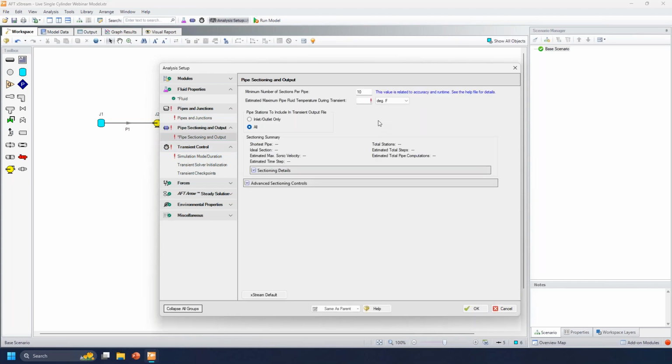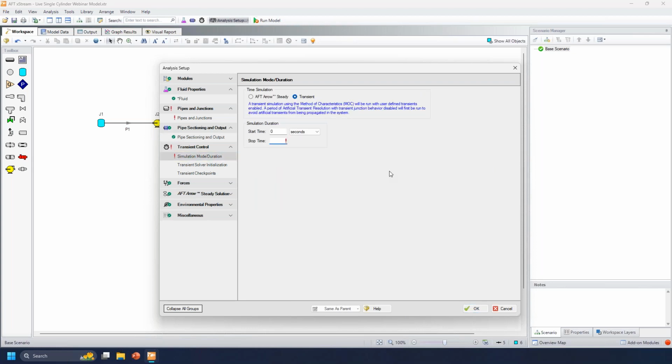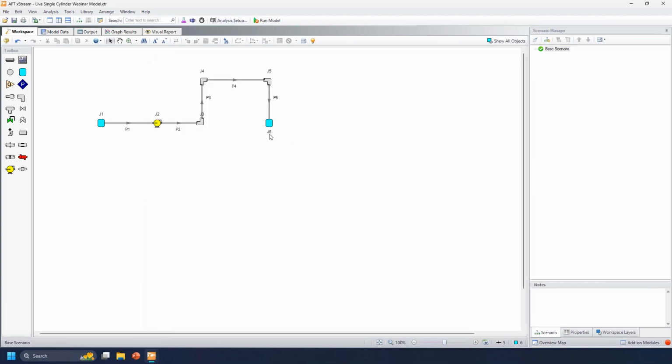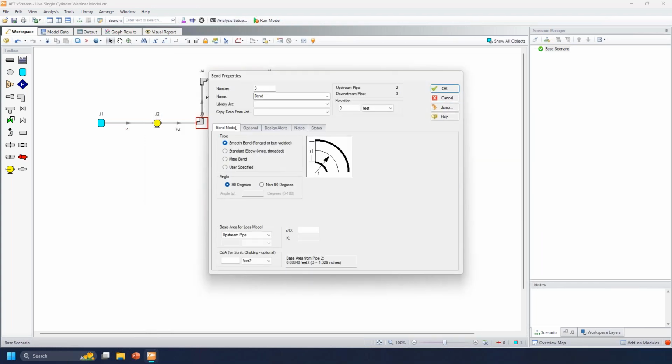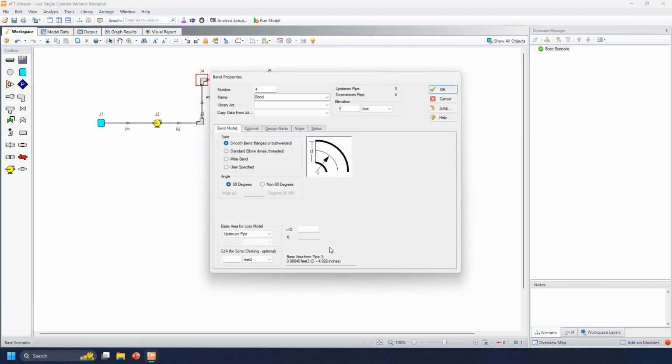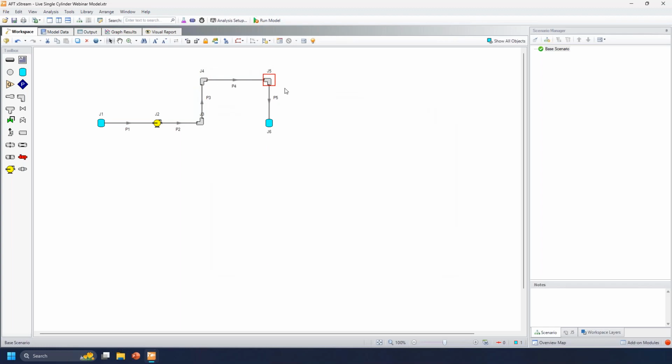For pipe sectioning and output, I mentioned that the method of characteristics grid spacing depends on the maximum temperature in the system, which is right here, which we will set to 300 degrees Fahrenheit, and maximum Mach number, which we will just leave at 1 for now. And for simulation duration, let's just set that to 1 second. And then I need to set the curvature ratio here for these bends. Set those to 1.